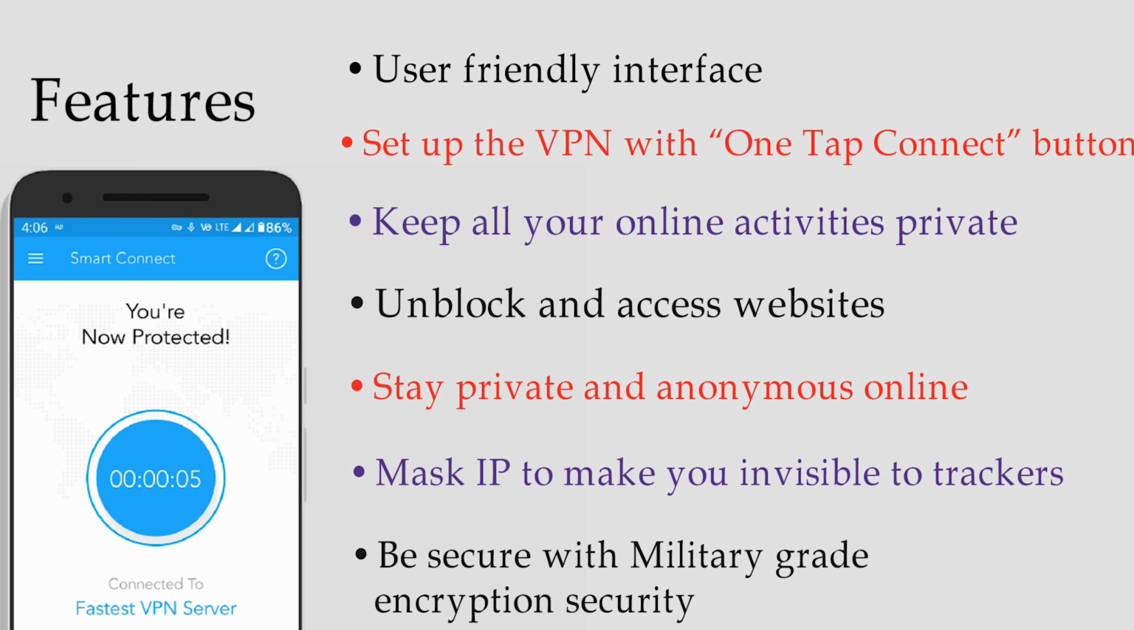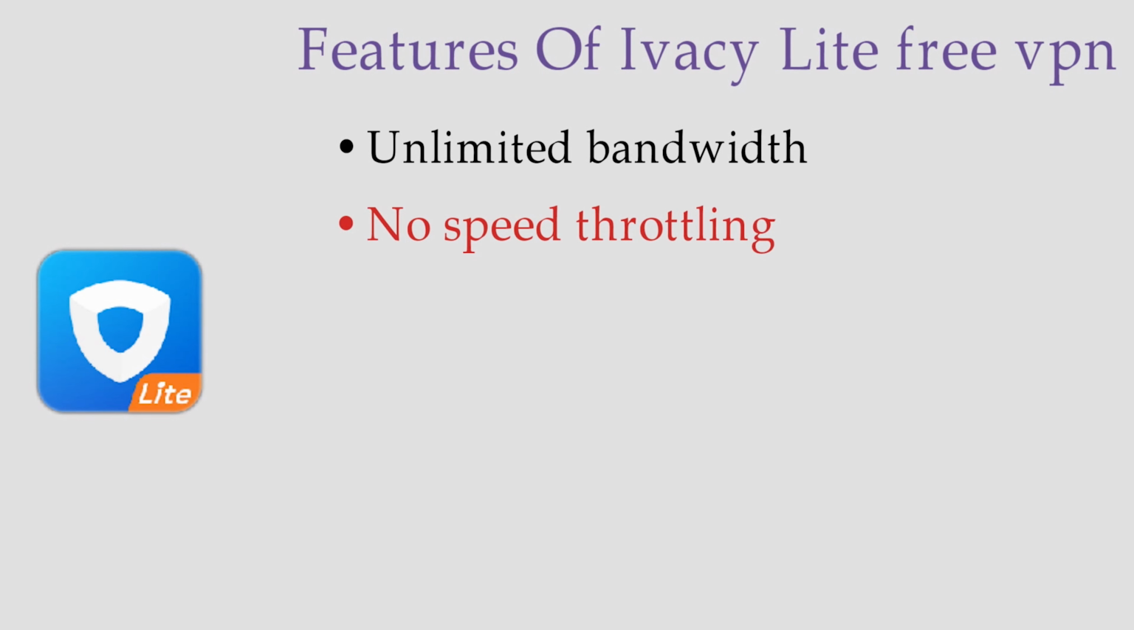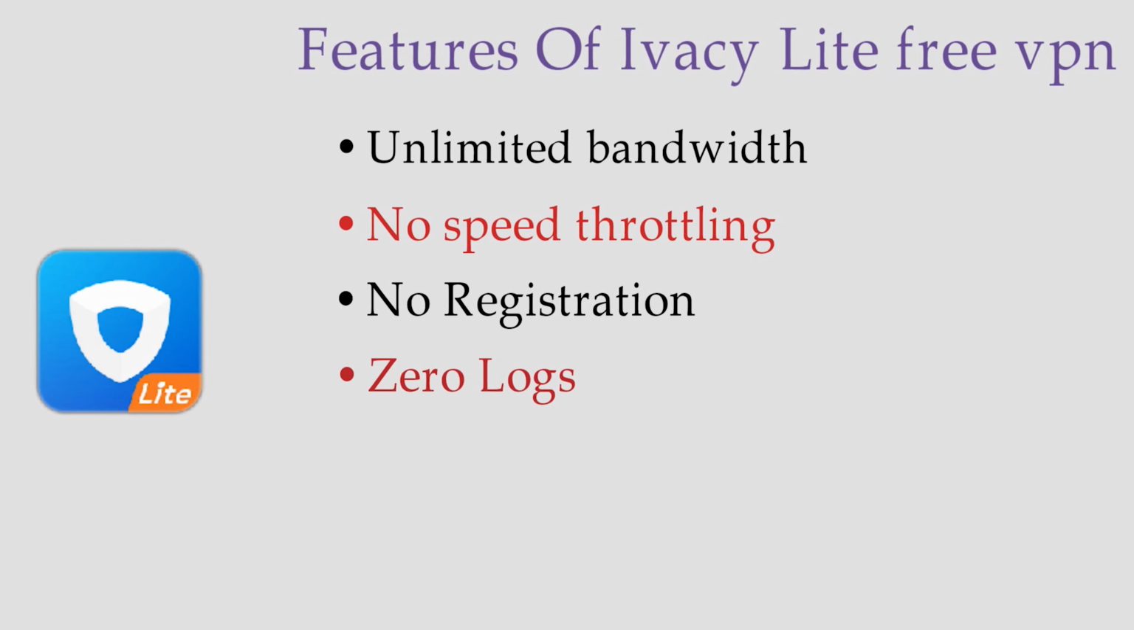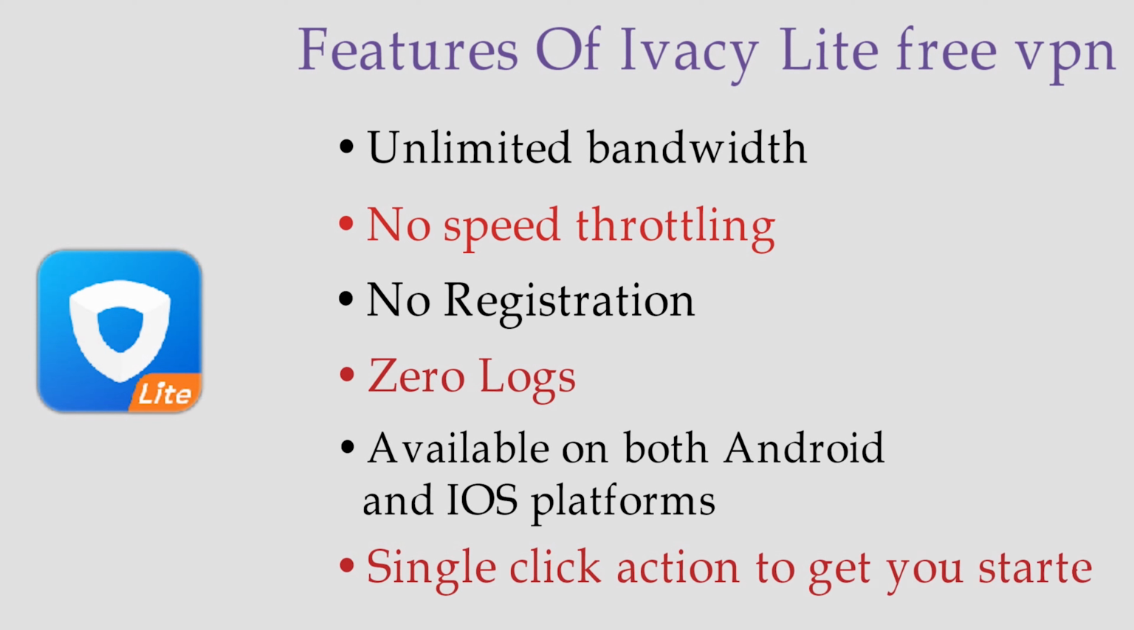Let's look at the features of the Ivacy Lite free VPN Android app. The first feature is unlimited bandwidth. As mentioned, you can use Ivacy Lite to surf, stream, or download content without any limit over your bandwidth. The second feature is no speed throttling. When a user uses a normal VPN, it may lower the internet speeds. But Ivacy Lite VPN doesn't do that. This free VPN has blazing fast speeds. It has a large number of servers that deliver the fastest speed all around.